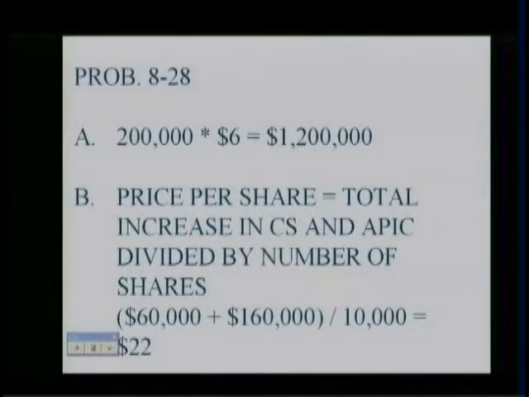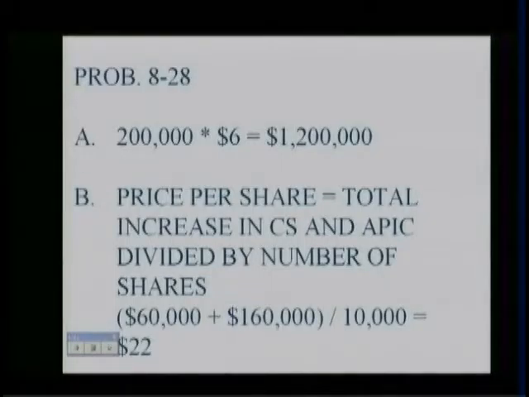In Part B, it says the only transaction affecting additional paid-in capital during the month of May was the sale of that additional common stock. What price did you sell those stocks for? Well, the price that you sold the shares for would be equal to the total increase in common stock and additional paid-in capital divided by the number of shares of stock you sold. Well, you sold 10,000 shares of stock. You had a $60,000 increase in common stock and a $160,000 increase in additional paid-in capital. So dividing that total by 10,000 shares of stock, you sold them for $22 a share.